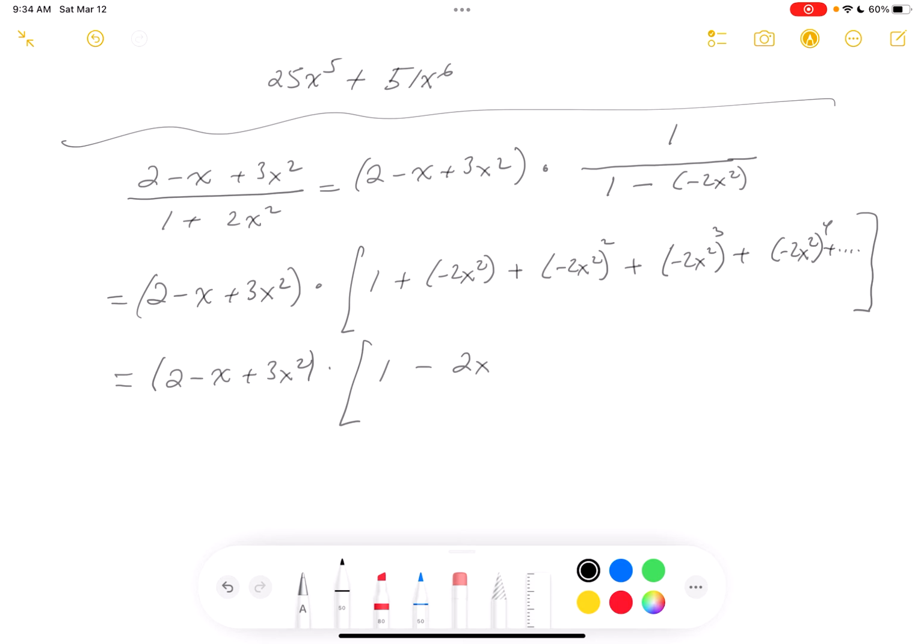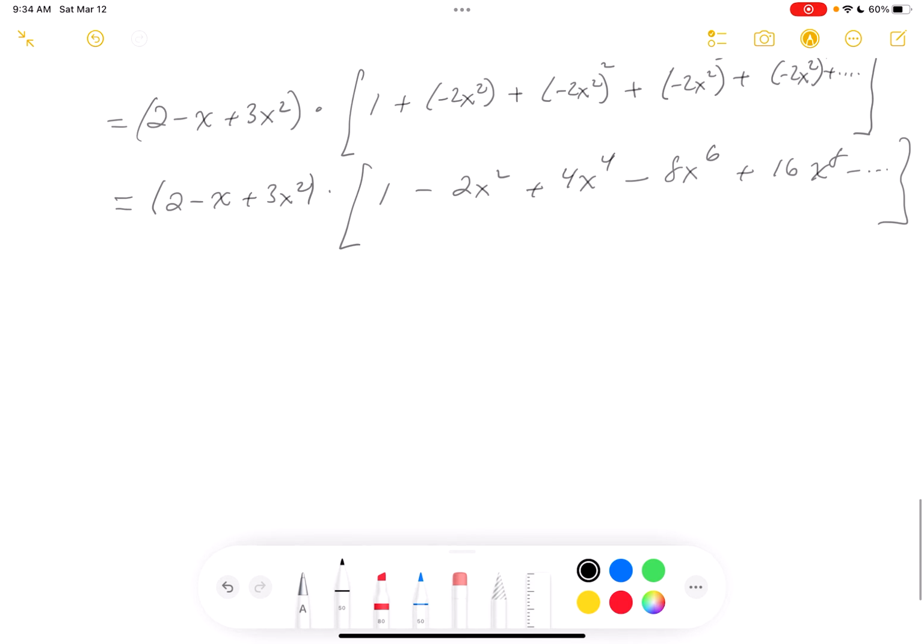1 minus 2x squared. Let's see, plus 4x to the 4th, right? Minus 8x to the 6th plus 16x to the 8th. And then the next term will be minus yada, yada, yada. All right? We're going to multiply. And it's tough. I'm going to do it. We're multiplying by 2 first. 2 minus 4x squared minus 16x to the 6th plus 32x to the 8th minus yada, yada, yada.